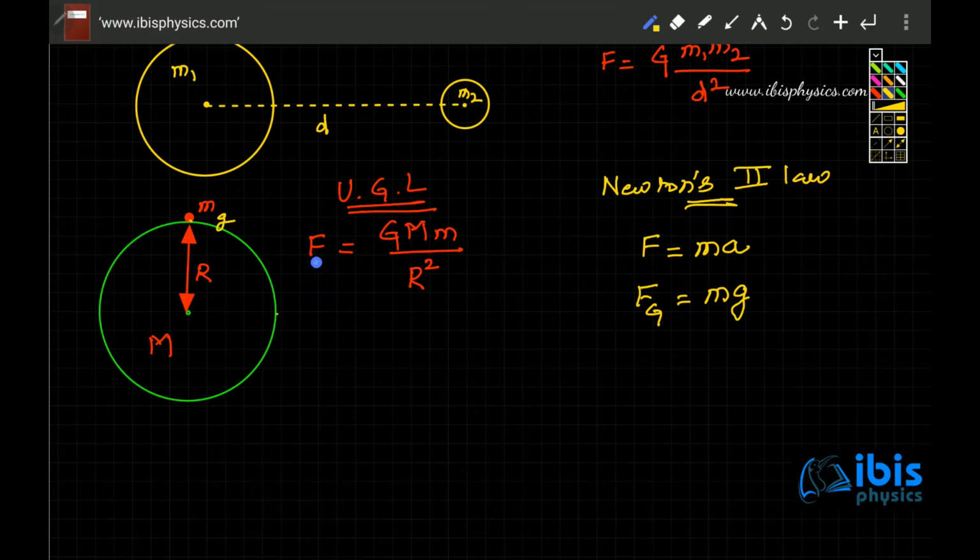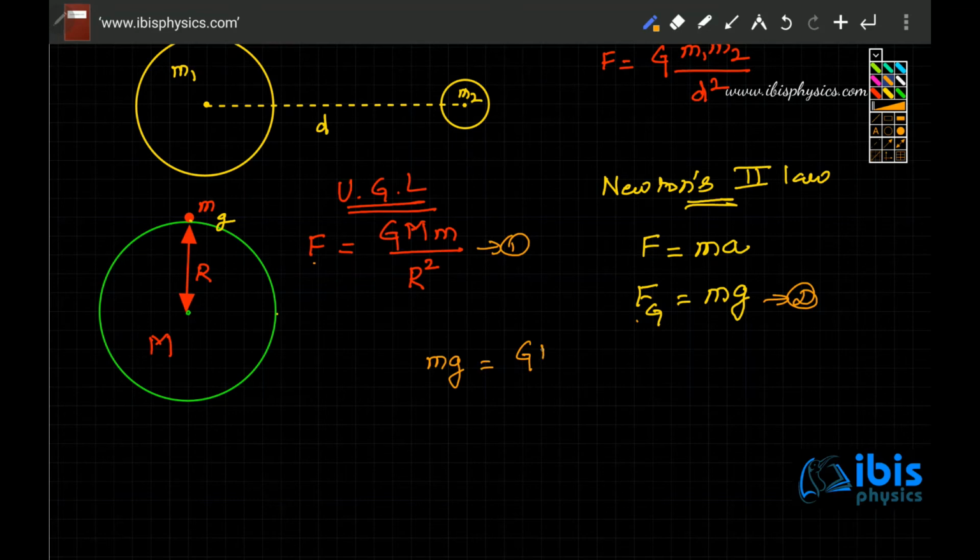So what we have written here is also gravitational force, but this gravitational force is according to the universal gravitational law, and this one is according to Newton's second law. But both are talking about the same gravitational force. Then their left hand sides are equal and hence their right hand sides are equal. Then mg will be equal to the other expression because in equation 1 and equation 2 their left hand sides are equal, so the right hand sides are equal.